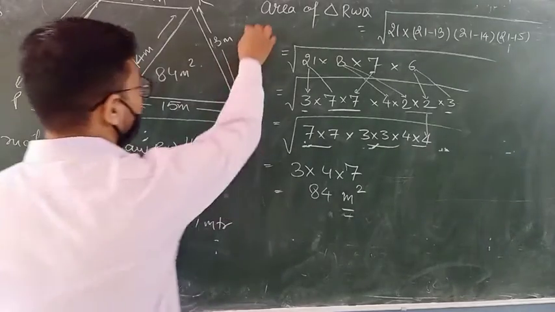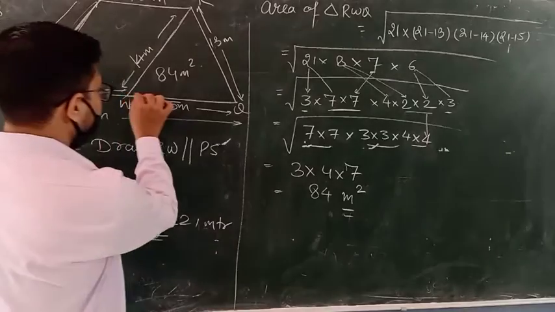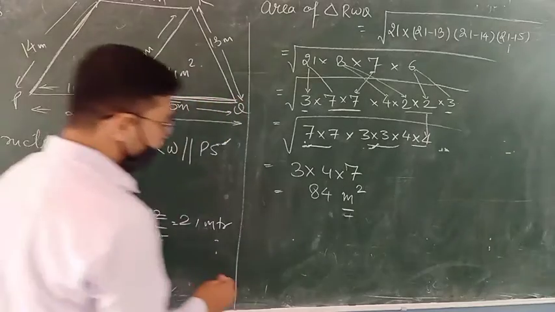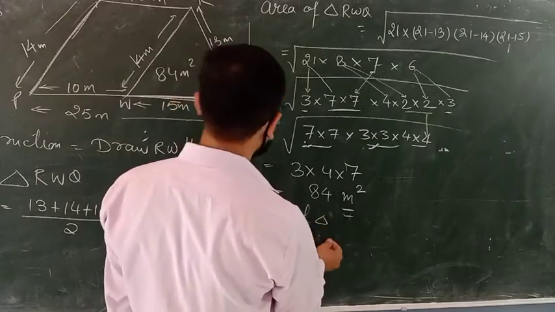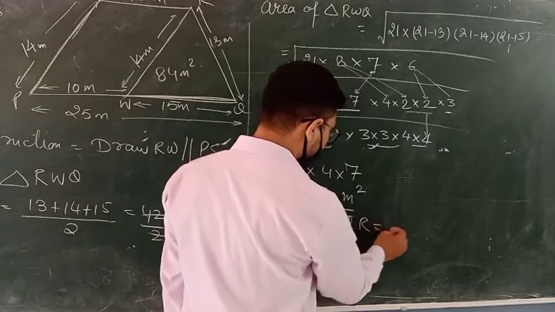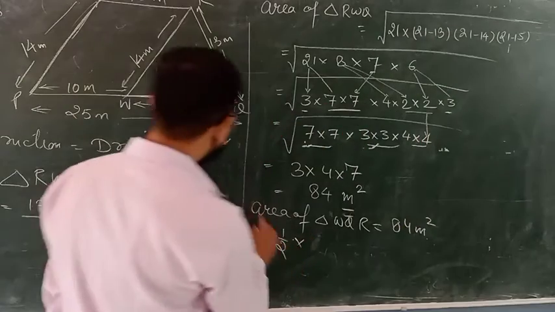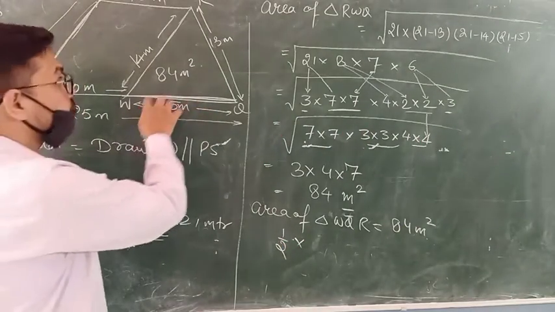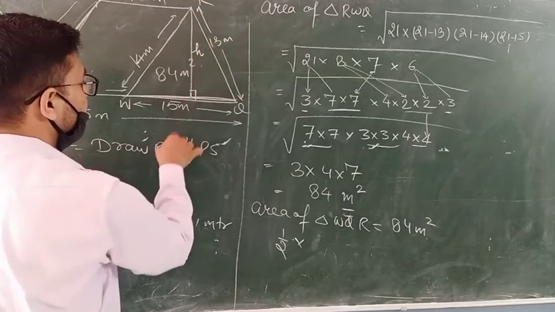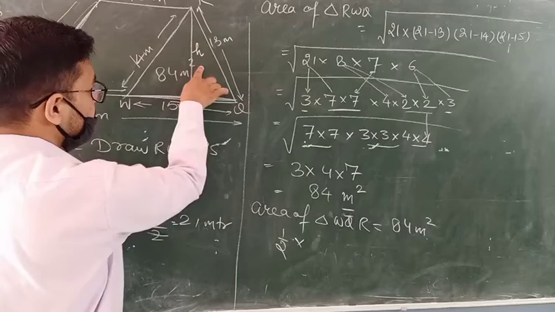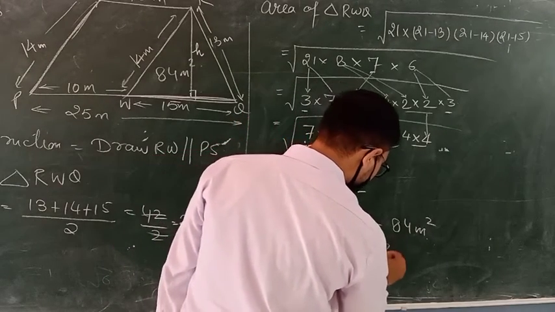Now I hope you are aware of another formula, that is half base into height, because this is the base. So you can write area of triangle WQR is equal to 84 meter square, which is also equal to half base. What is base? 15. Okay, let's say this is the perpendicular height, perpendicular distance. Let's say this is height and this is base. So half base into height is equal to 84.